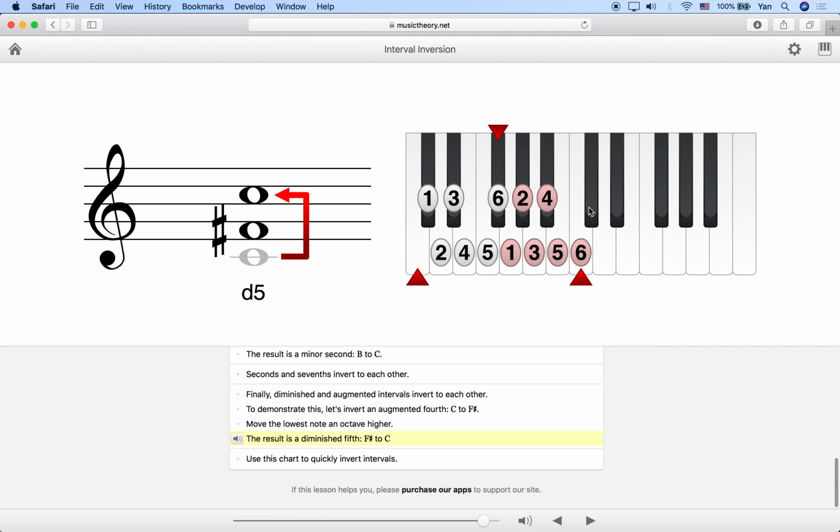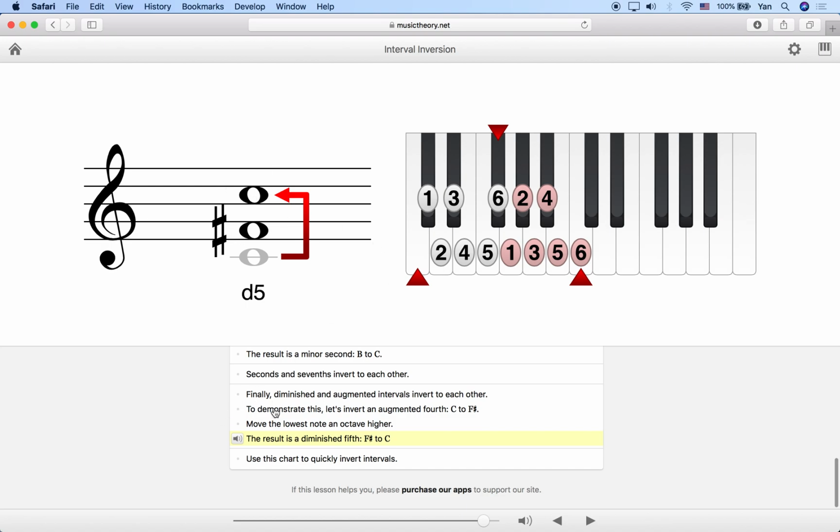I also want to point out that a perfect fifth was 7 half steps. We remember that from the previous example. And if you take a perfect interval and you bring it down a half step, you end up with a diminished interval. So in that case, 7 half steps was a perfect fifth, and 1 less half step, or 6 half steps, would be a diminished fifth.